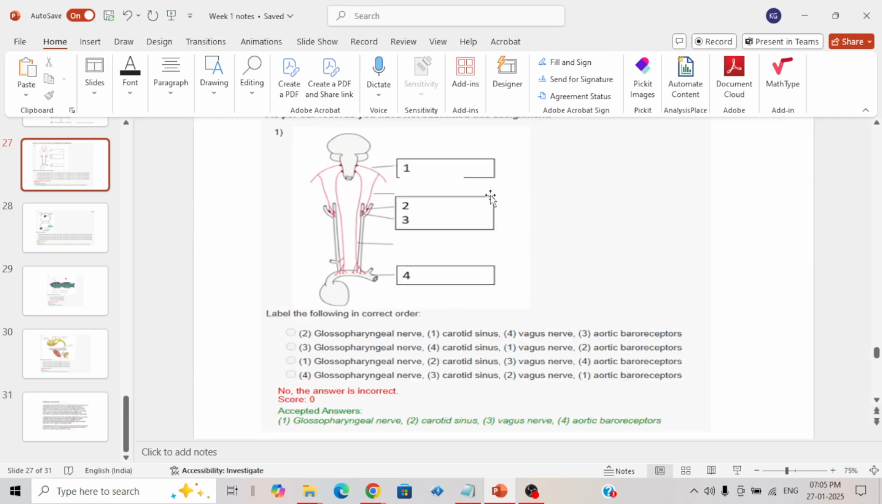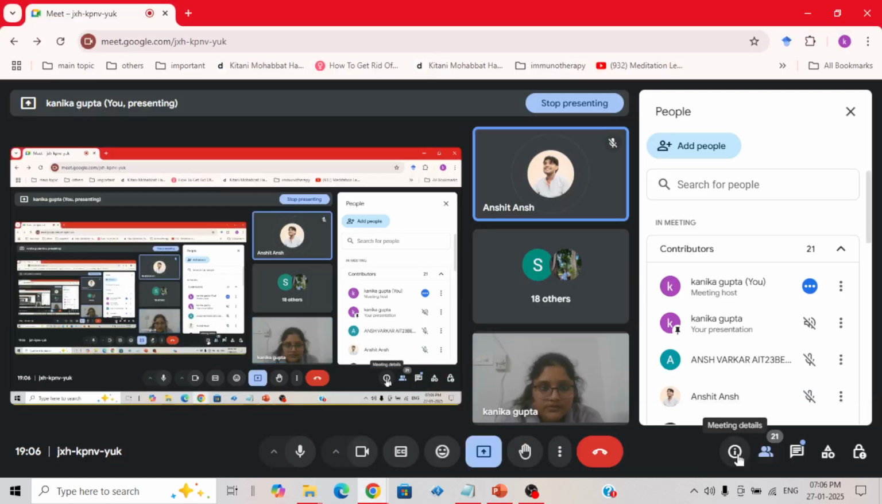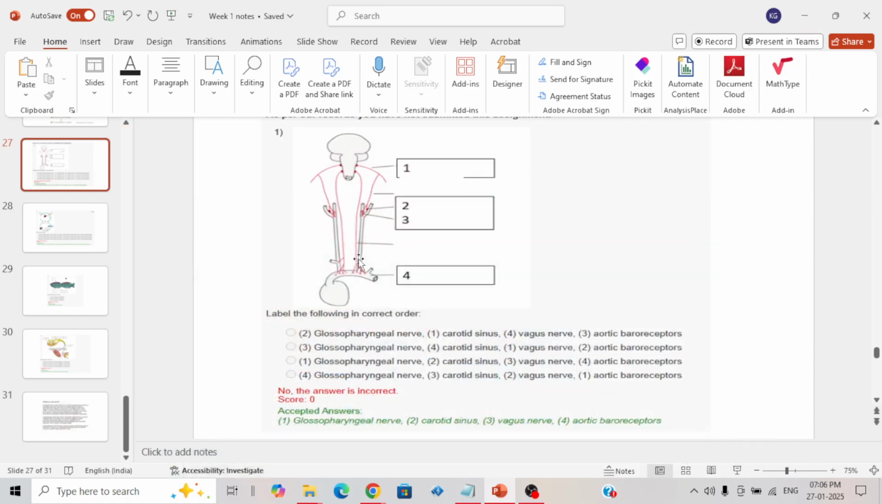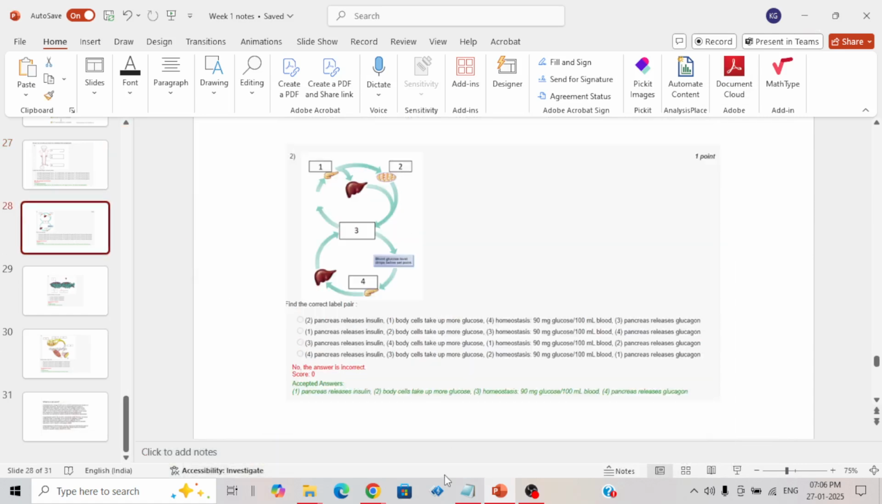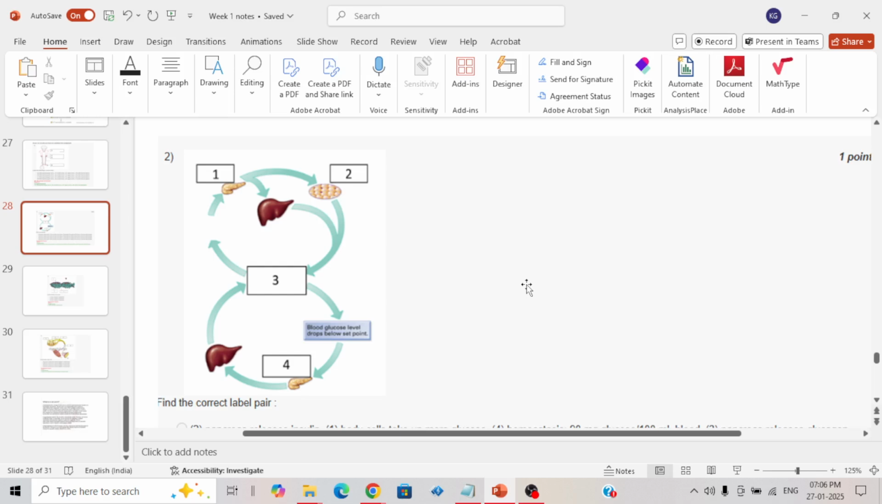If anyone had any problem in solving this question, they can tell me. If anyone has a question, they can also ask me. Otherwise, I'll move forward. No, ma'am. Clear? Okay, then. The next question was this. I hope you were able to do this. We revised this in today's class also.